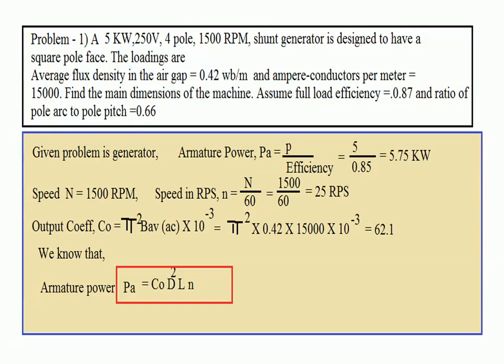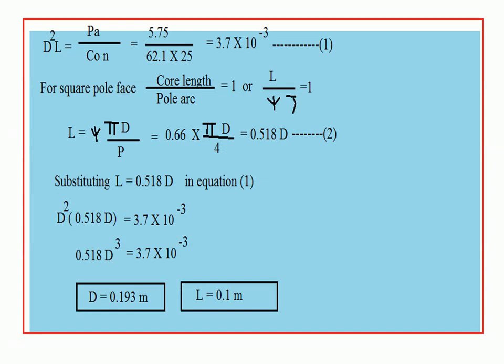From this you have to calculate D square L. D square L equal to PA divided by C naught into N. Very easy. We are going to get 3.7 into 10 to the power of minus 3. You call this equation number 1.